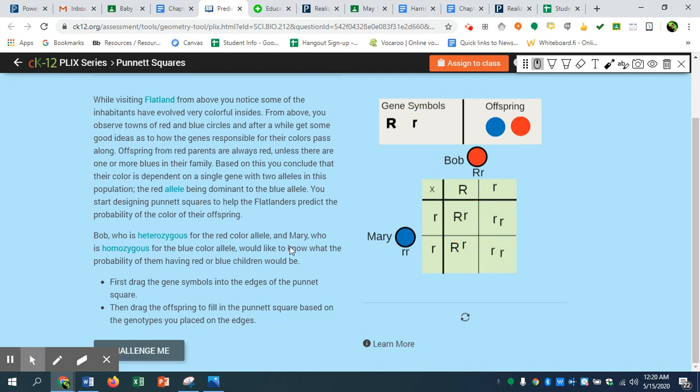So let's take a look. What's the probability that they will have a red offspring? 50%, because two boxes, right? And then what's the probability that they'll have blue offspring? 50%. All right. So now let's do the challenge.